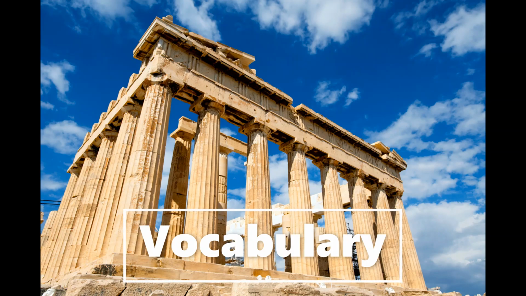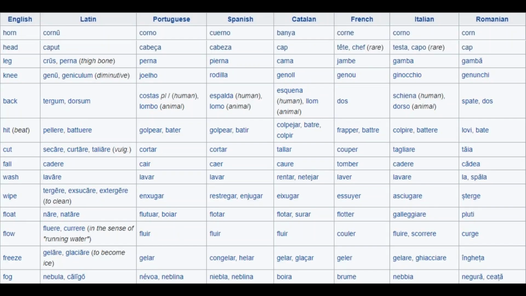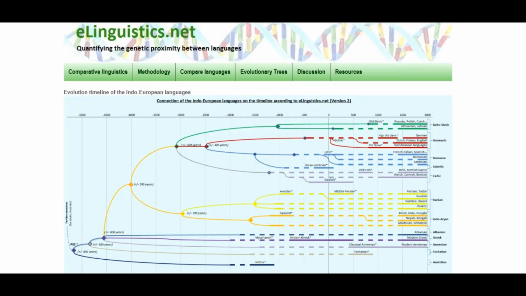Let's take a look at vocabulary now. As we can see from this list, there is certainly a lot of similarity between words from Latin and the Romance languages. Most of these words look like the same word, just spoken with a foreign accent. And here we can see that there are also some words that were completely replaced in some of the languages. So there are definitely dissimilarities. But how much similarity is there between the entire lexicon of these languages?